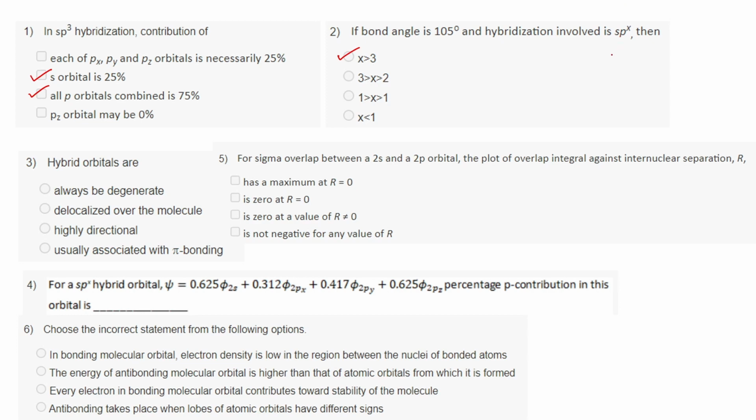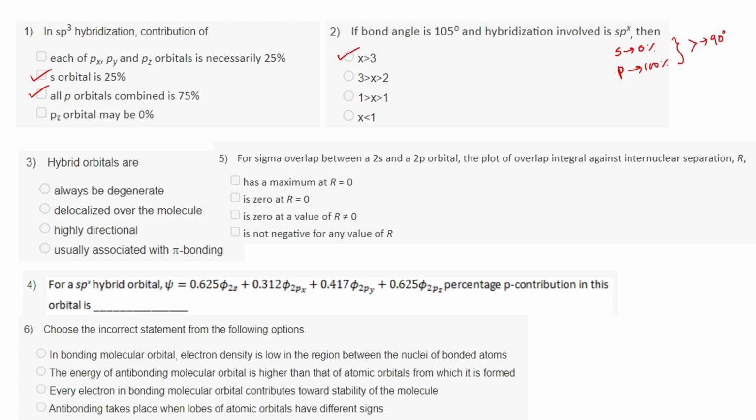But remember one thing: when the s character is 0% and the p character is 100%, that is not hybridization, because sp mixing is not there. In that case the angle would have been 90 degrees. So that is one point. This is already solved for question number 2.